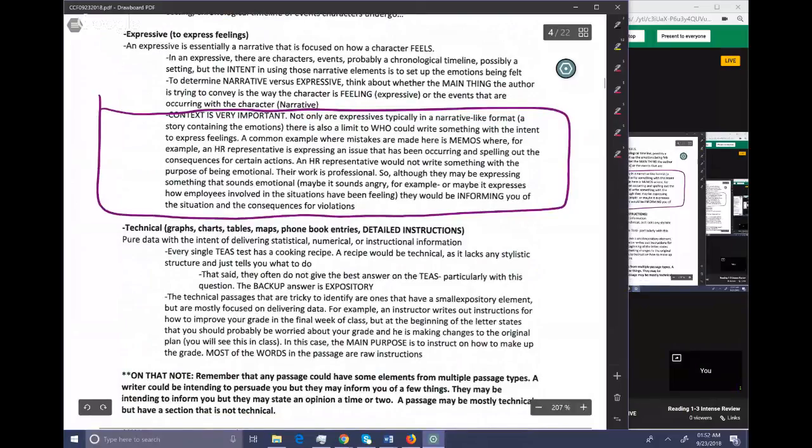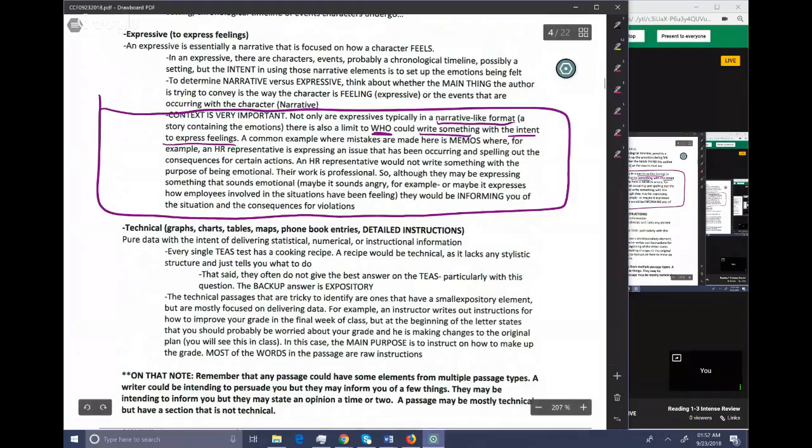I get asked this question a lot. Context is very important to an expressive. Not only are expressives typically in a narrative-like format, so it is an indicator that it's typically like a story. So an expressive is going to express feelings within a story, within a narrative type experience. There is also a limit to who could write something with this intent. The intent to express feelings is not an intent that every author is able to have.